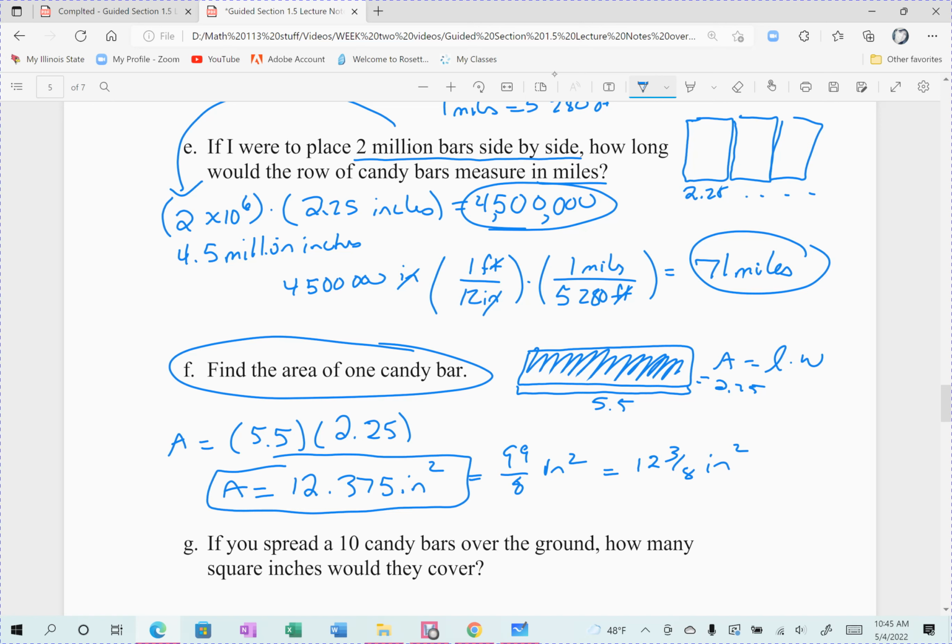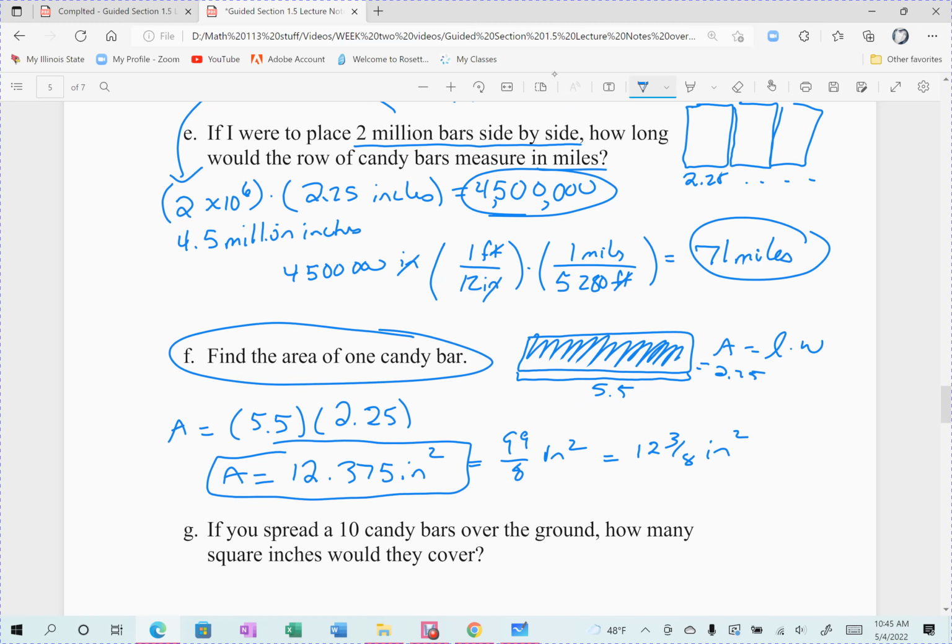Again, 12.375, we're going to leave it exact. That's exactly how much area it occupies. It's the same as the fraction 99 divided by 8. It's the same as the fraction 12 and 3/8. All right, so it's 12 and 3/8 square inches is how much space it takes up.